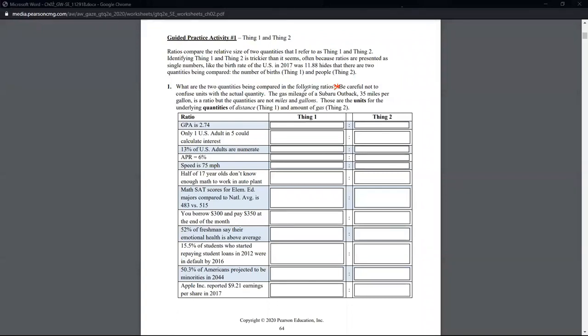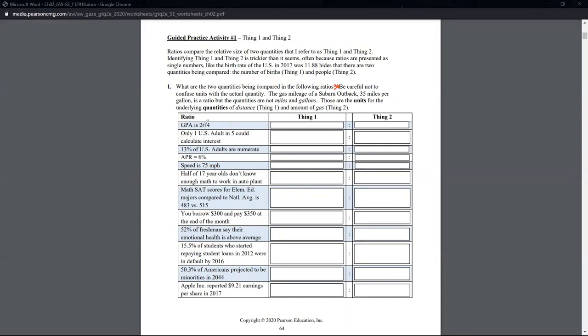I mean, honestly, as long as you understand the information you're conveying, why can't you call thing one miles and thing two gallons? So I just kind of disregard that really. It's not an issue that's going to come up in the homework or the test, so it's fine. Use your own words. Use whatever word you like.